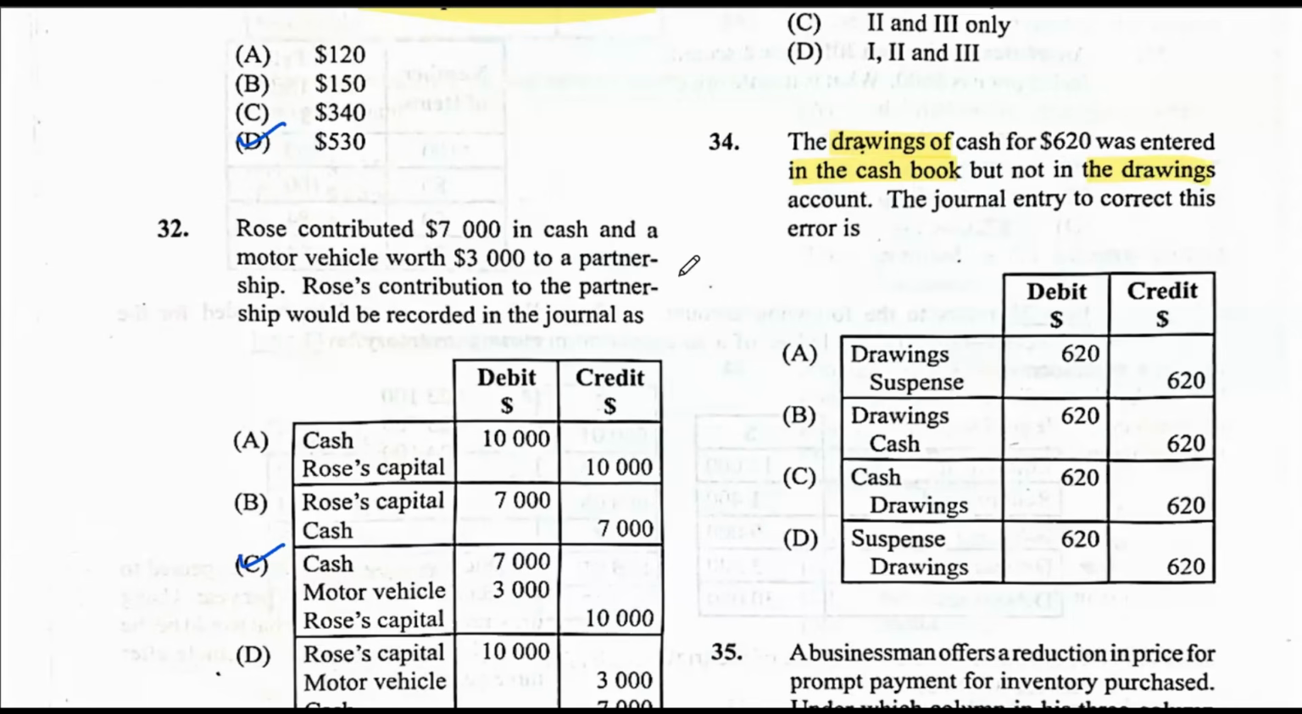So to fix this, we must debit the drawings account, yes. And because this is the idea where single entry happens, whenever you have single entry, the suspense account will arise. The best answer here would be A, debit the drawings, credit suspense.